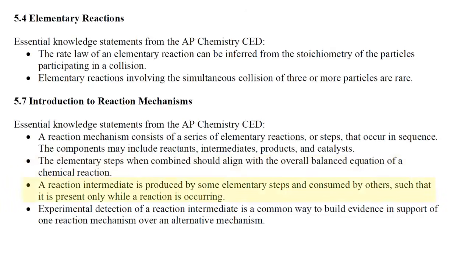A reaction intermediate is produced by some elementary steps and consumed by others, such that it is present only while a reaction is occurring. Experimental detection of a reaction intermediate is a common way to build evidence in support of one reaction mechanism over an alternative mechanism.